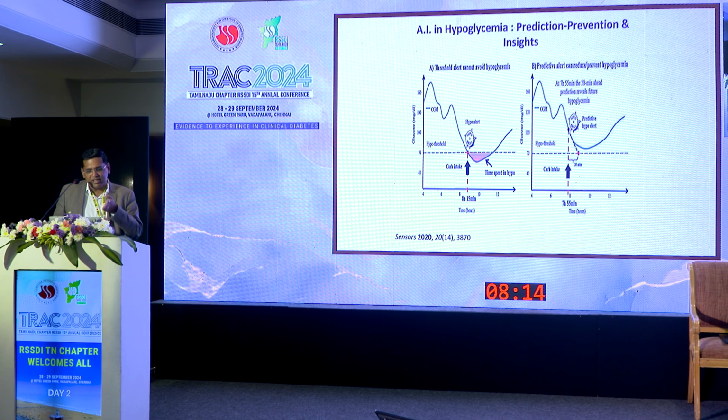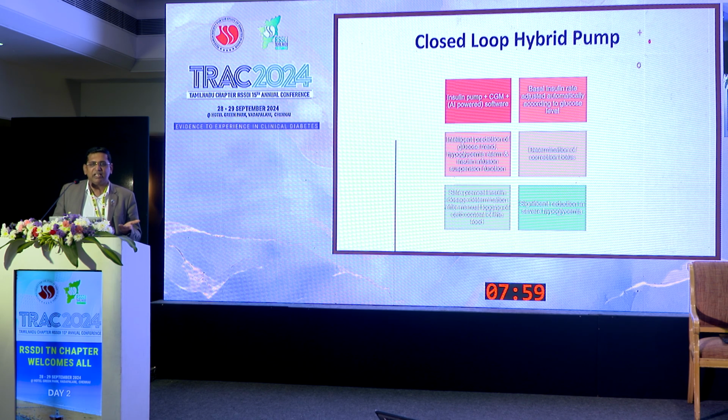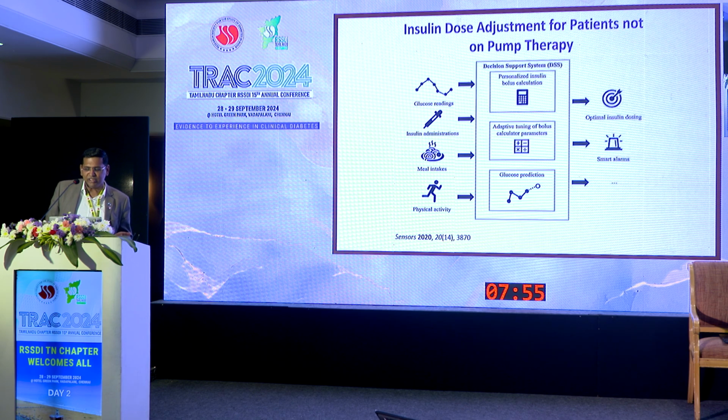Because there is a trigger, the hypo alert usually occurs when the blood sugar goes low, but once it recognizes it, it gives you the next time prediction 4 hours before the same pattern is recognized. At the very same time, it will give you a trigger. This is a technology which we all know, the closed loop hybrid pump. It again runs on artificial intelligence.